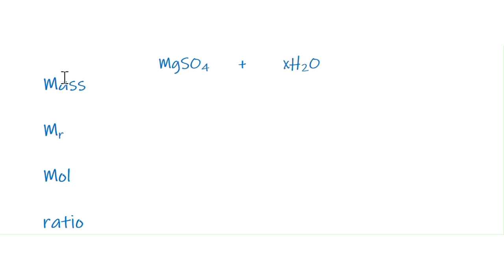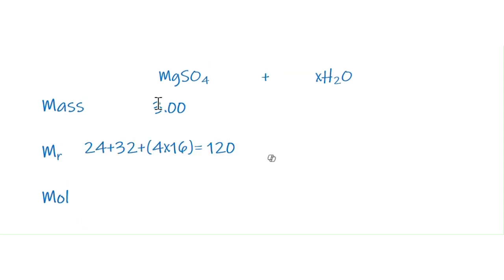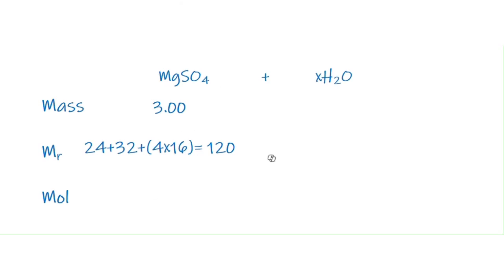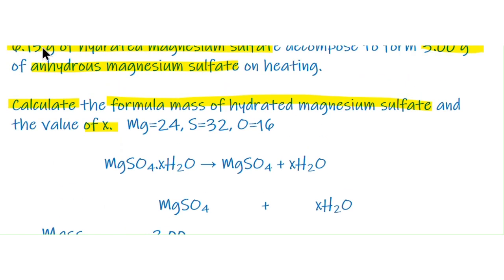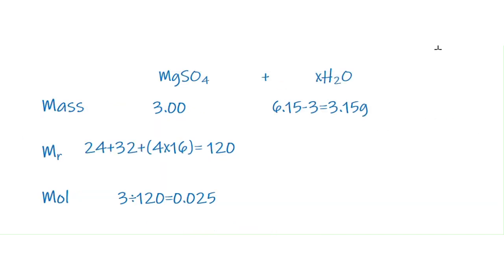Now we can use our table method once again. We've got our MgSO4 at the top with our XH2O, down the left-hand side the mass, Mr, moles, ratio. So we sub in our 3 grams of MgSO4. The MR for MgSO4 is 24 magnesium, 32 sulfur plus 4 16s, 4 oxygens. That gives 120. To get the moles, mass divided by Mr, 3 divided by 120, 0.025.